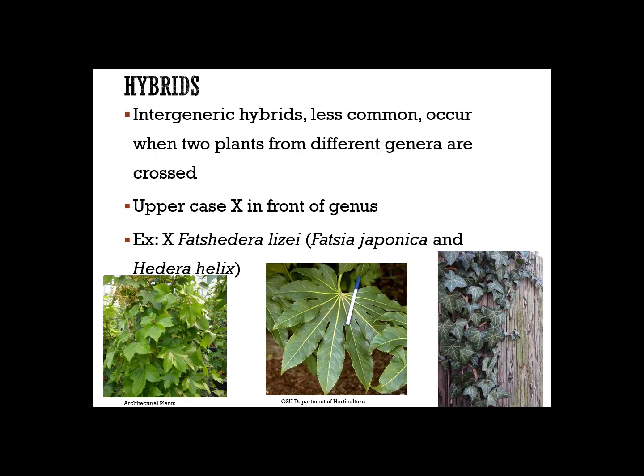So intergeneric hybrids are far less common. It occurs when you have two plants from different genera and they're crossed. So you would have an uppercase X in front of the genus. The example here is what they call the wonder plant. It's x Fatshedera lizei, so the X is in front of Fatshedera. It's a combination of Fatsia japonica and Hedera helix. And for those of you that may not know, Hedera helix is English ivy. And so the two parents are on the right, and on the left we've got the vine-like shrub of x Fatshedera lizei.